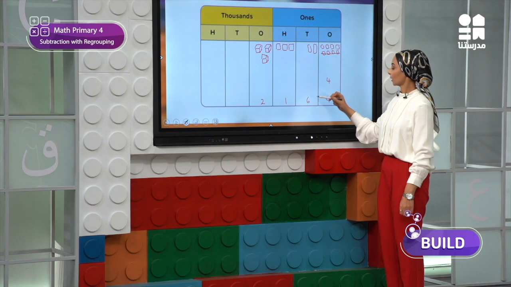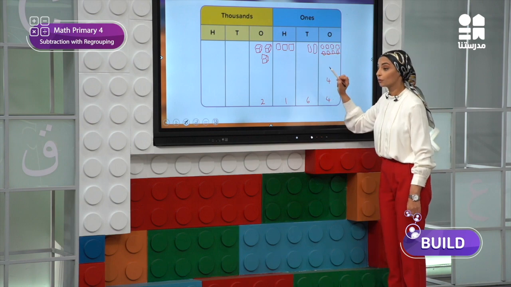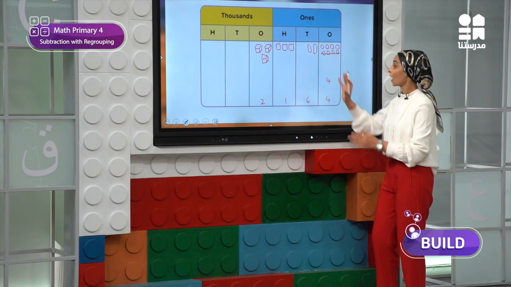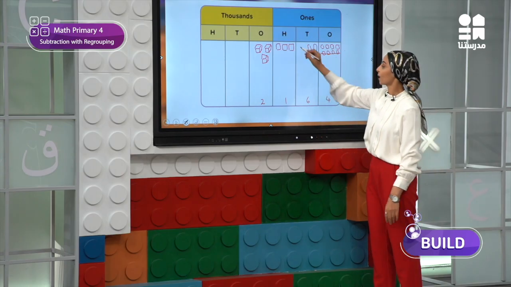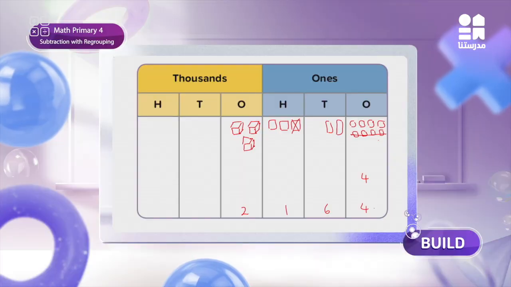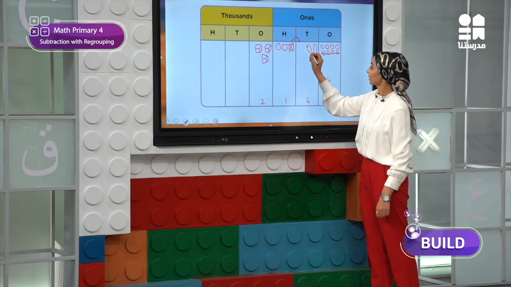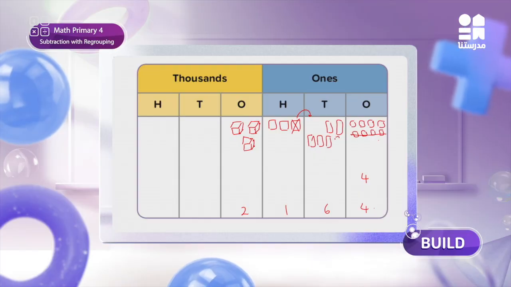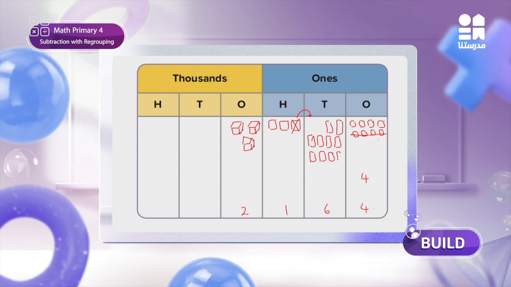Okay, now, can I subtract 6 from 2? Of course, no. Can I take 6 from 2? No. So I will need to regroup. What should I do? I will take 1 from the 100 to the tens. How many tens is the 100? 10 tens. So I will add here 10 tens like this. 1, 2, 3, 4, 5, 6, 7, 8, 9, and 10.